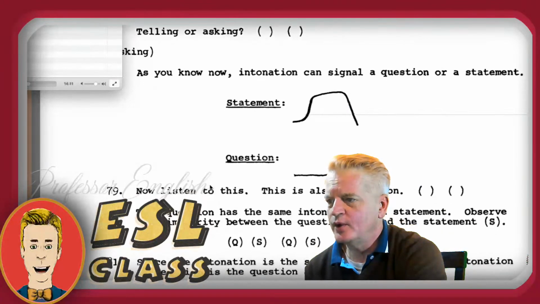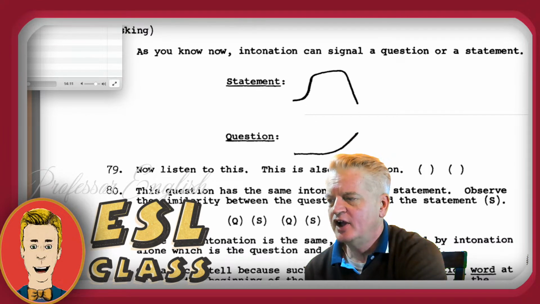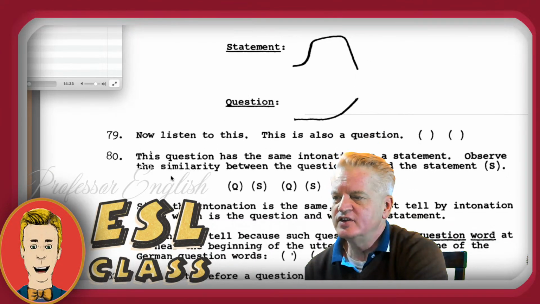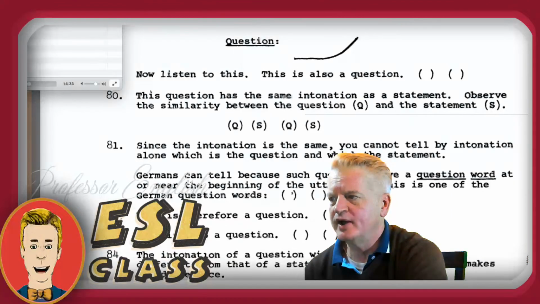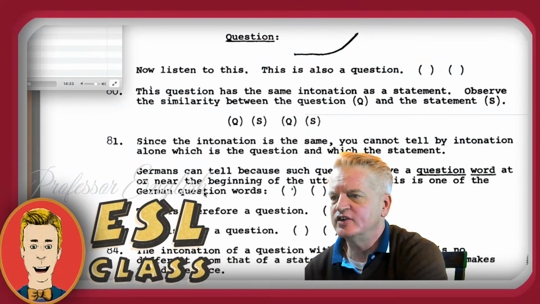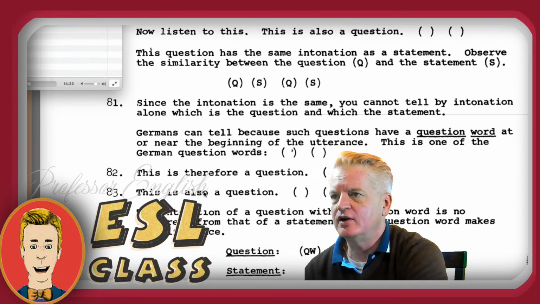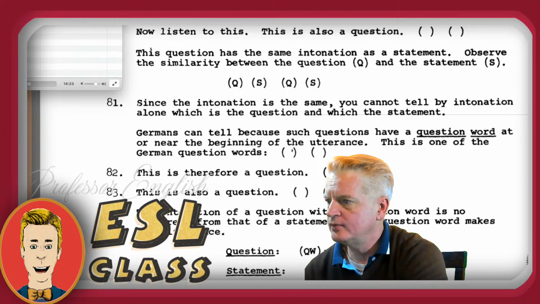80. This question has the same intonation as a statement. Observe the similarity between the question and the statement. Wo ist der Bahnhof? Das ist der Bahnhof. 81. Since the intonation is the same, you cannot tell by intonation alone which is the question and which is the statement. Germans can tell because such questions have a question word at or near the beginning of the utterance. This is one of the German question words. Wo?